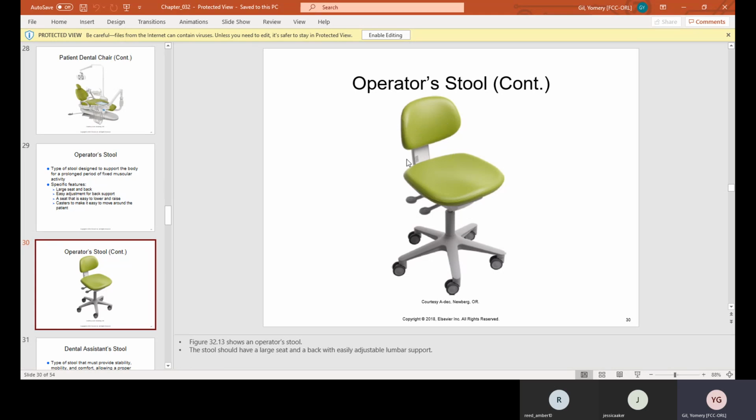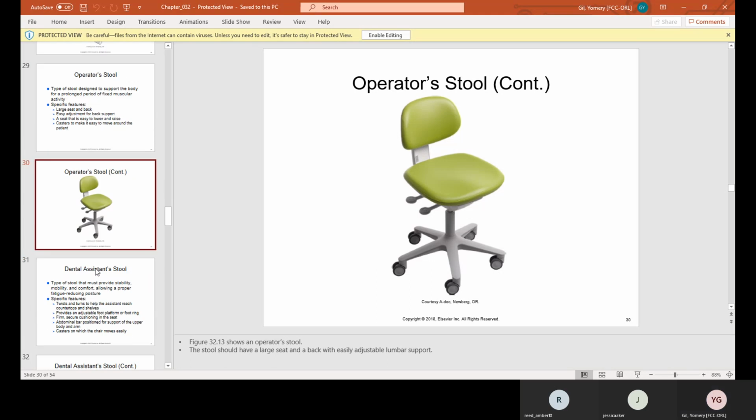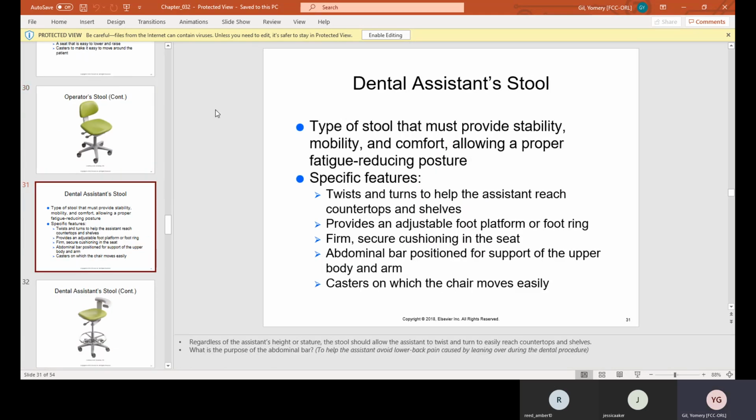So you know this is the operator stool because it doesn't have that arm or the abdominal rest. It just has the back rest. The doctor doesn't need anything else. And these are the levers to either bring it up or bring it down. So now we're going to talk about the dental assistant stool: the type of stool that must provide stability, mobility, and comfort, allowing a proper fatigue-reducing posture.